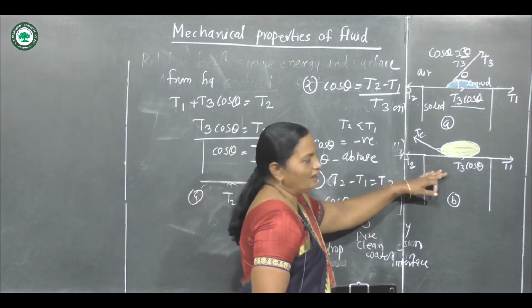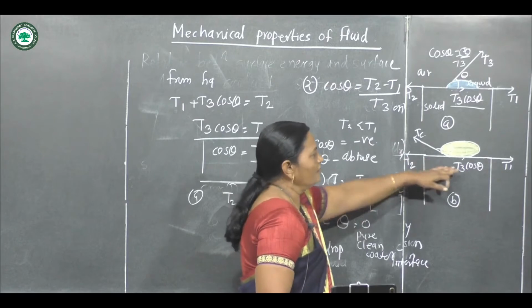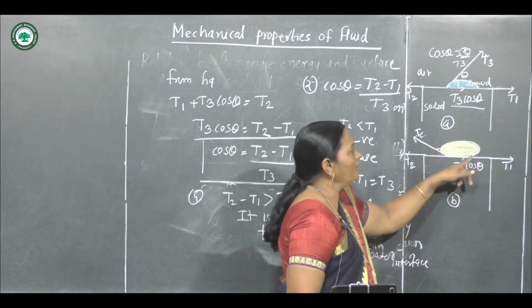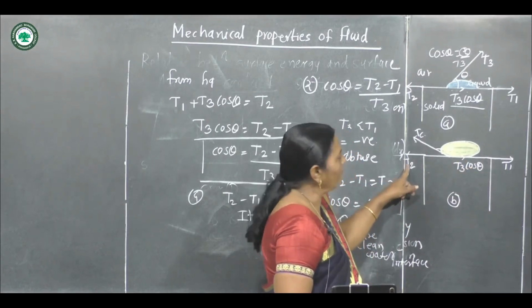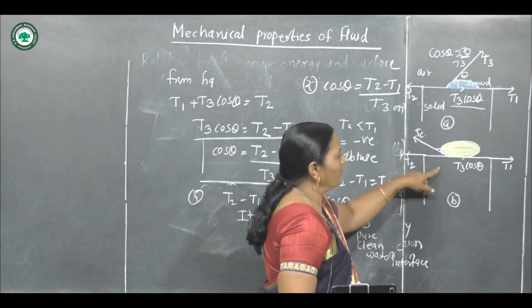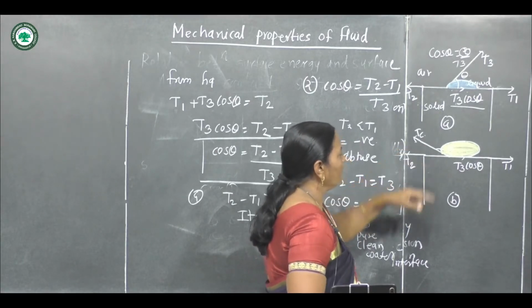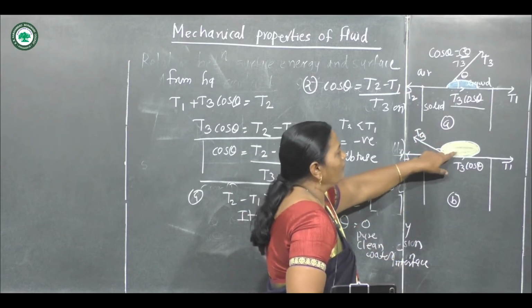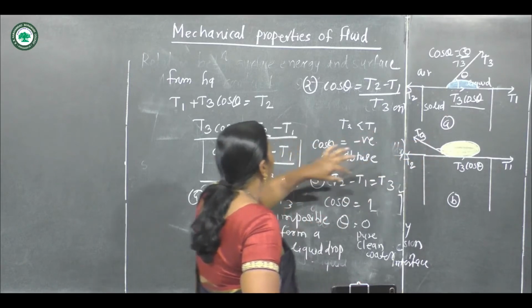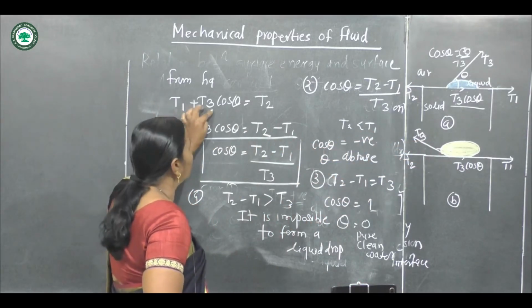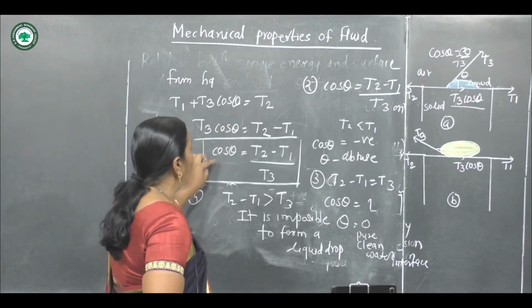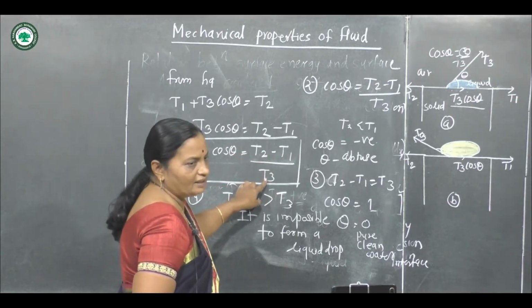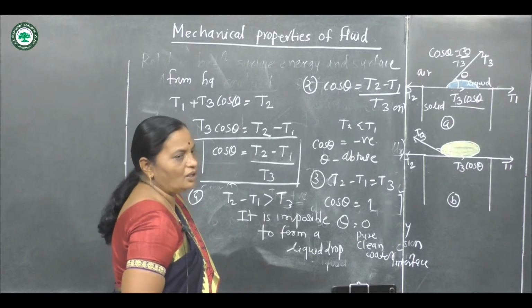In case of mercury, it is the same assumption. This is T1, the force of surface tension due to the solid and liquid interface. T2 is the force of surface tension between the solid and air interface. Then T3 is the force of surface tension between the liquid and air interface. Again we get the same equation, T1 plus T3 cos theta is equal to T2, and we get cos theta is equal to (T2 minus T1) divided by T3. This is all about the angle of contact.